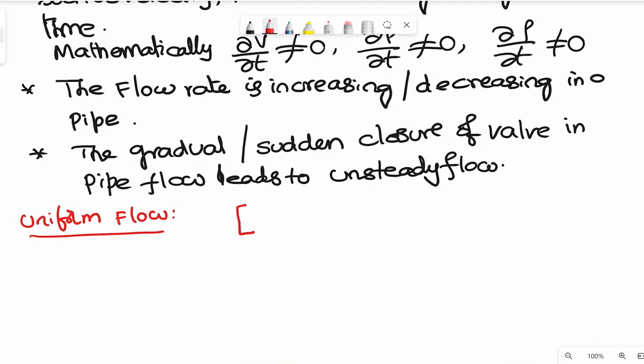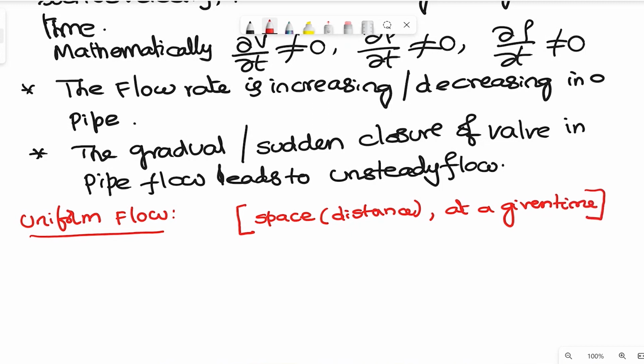Here you need to remember 2 points again in the uniform flow. The first point that you should remember is it is with respect to space. It is with respect to distance. Again, it is at a given time. So these are the 2 points that you should remember.